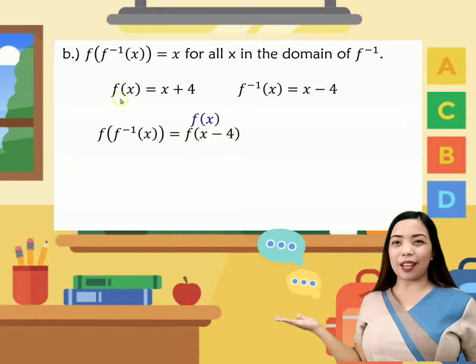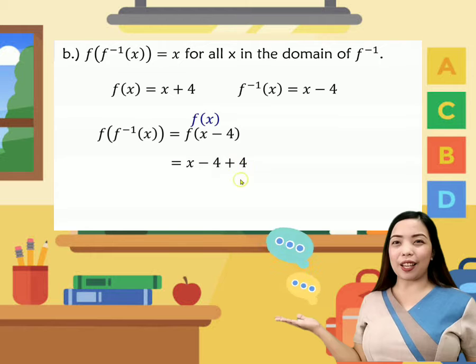But f of x is equal to x plus 4. Now, this x here is equivalent to x minus 4. So we will replace this with x minus 4. So x minus 4, and then we copy plus 4.